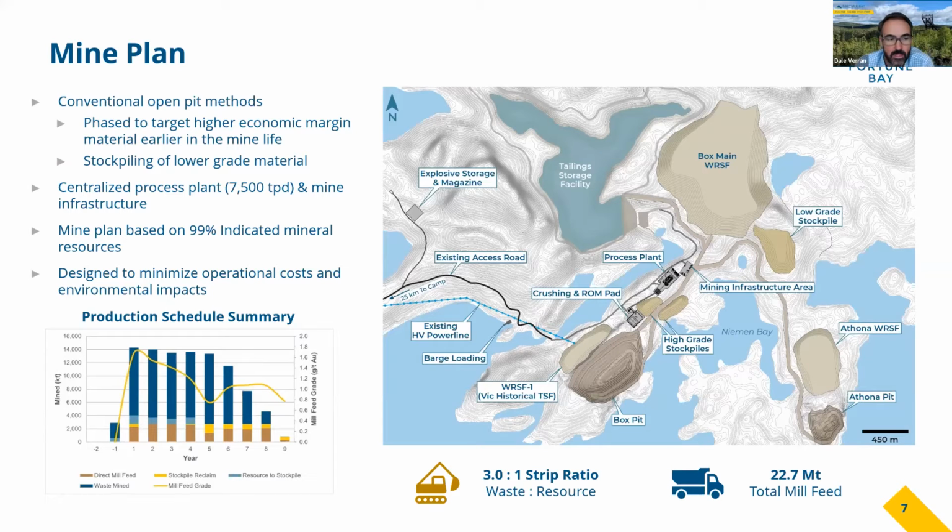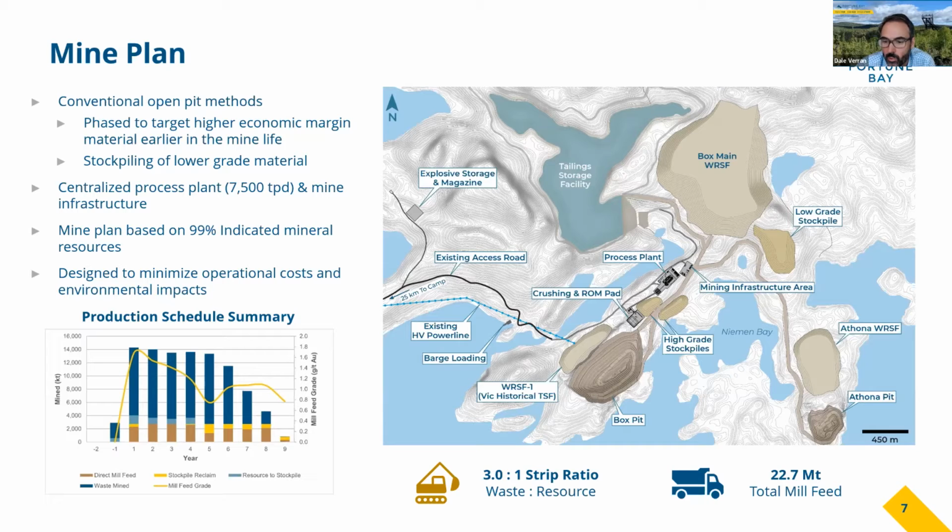While we're bringing some of those higher grades forward, we're also going to be stockpiling some of that low grade material. And in the site layout here, we see that low grade stockpile north of Thona. And the higher grade stockpiles are near the Box pit and a run of mine pad right near the Box pit. The waste rock, everything here is designed to optimize the operating costs.